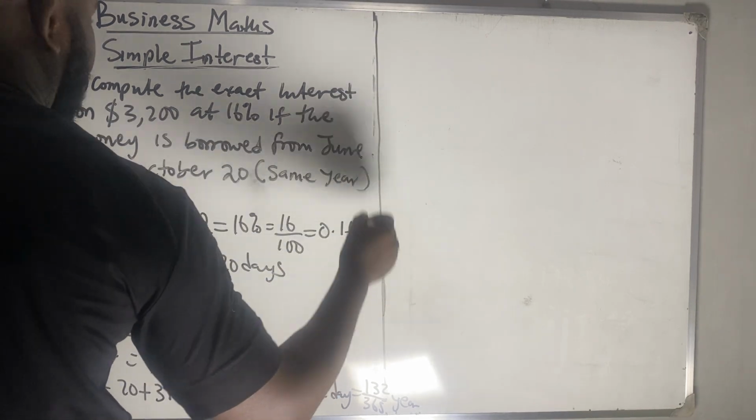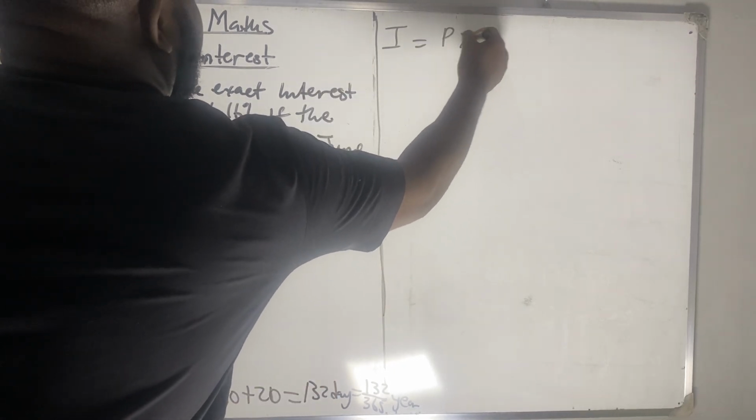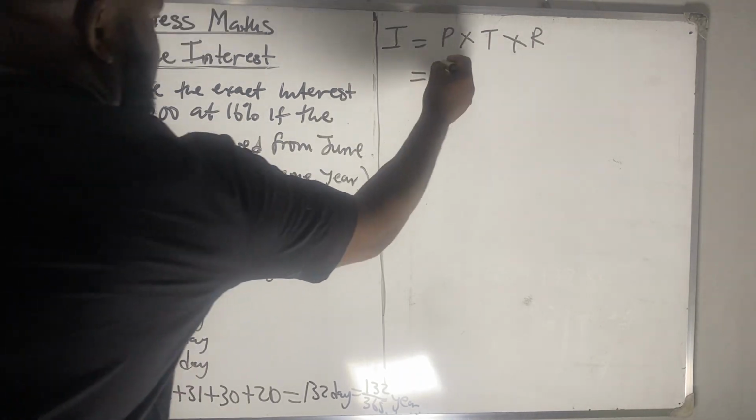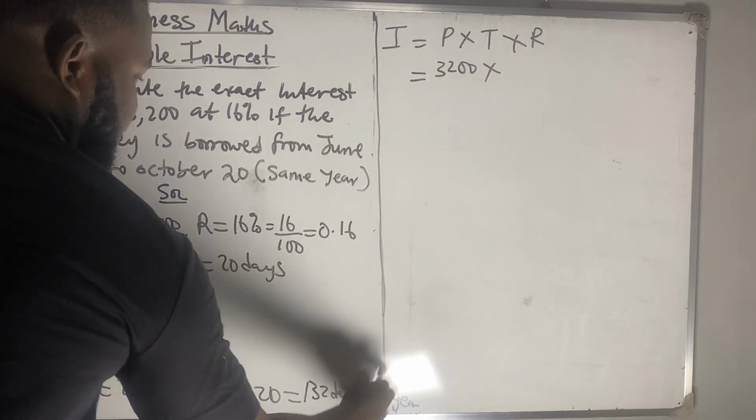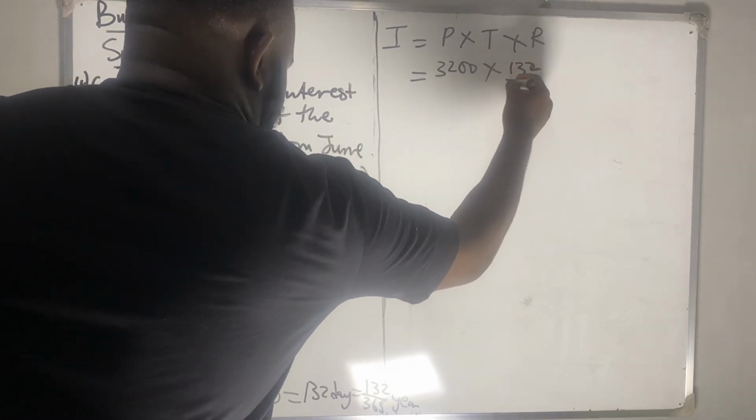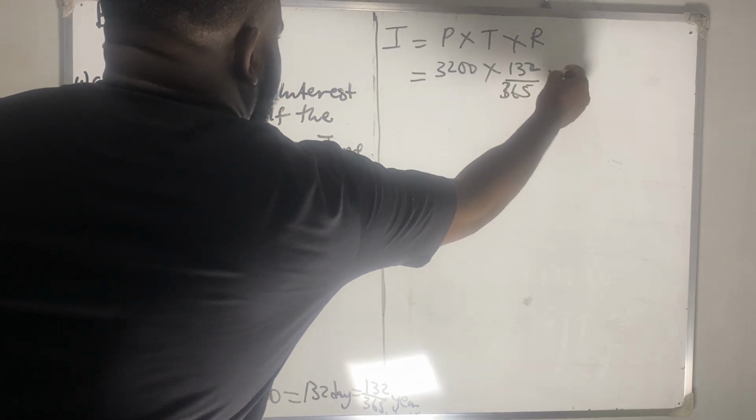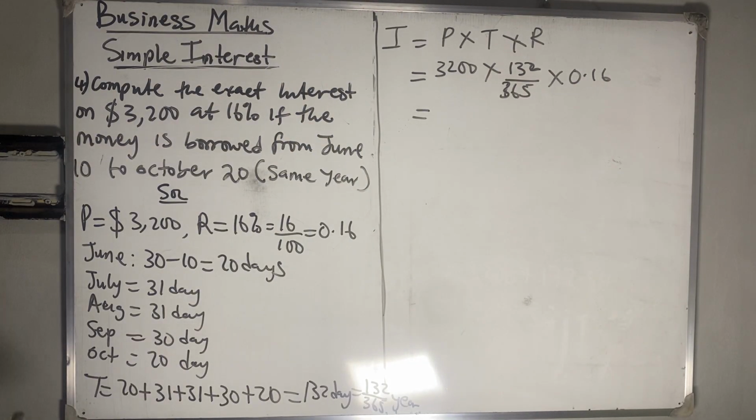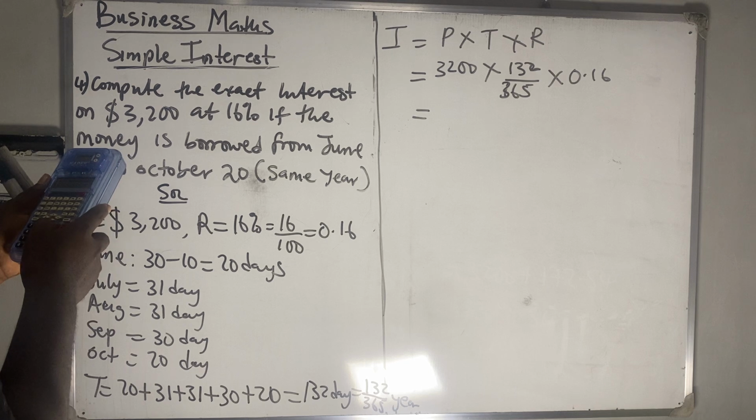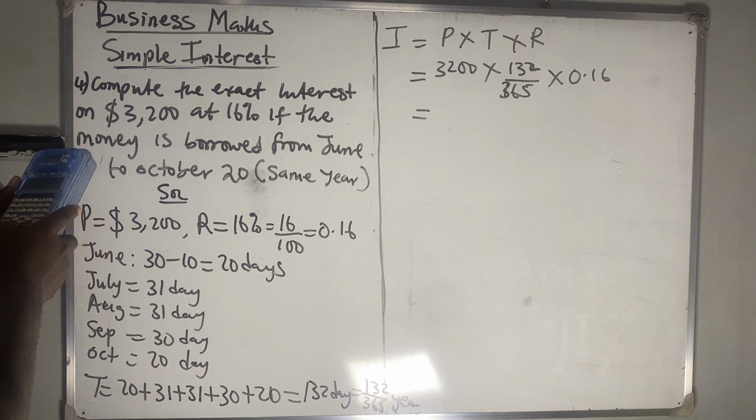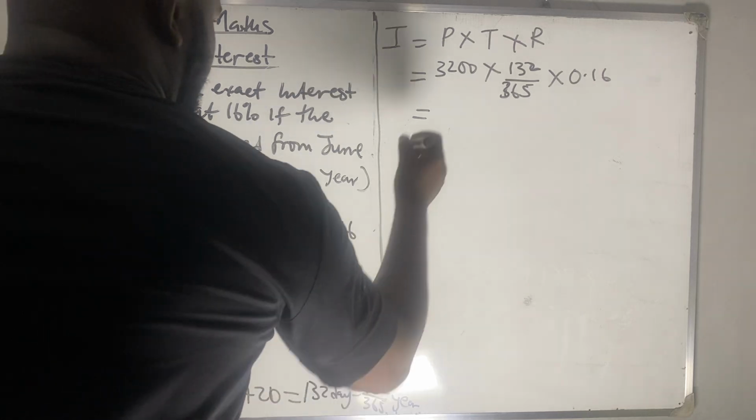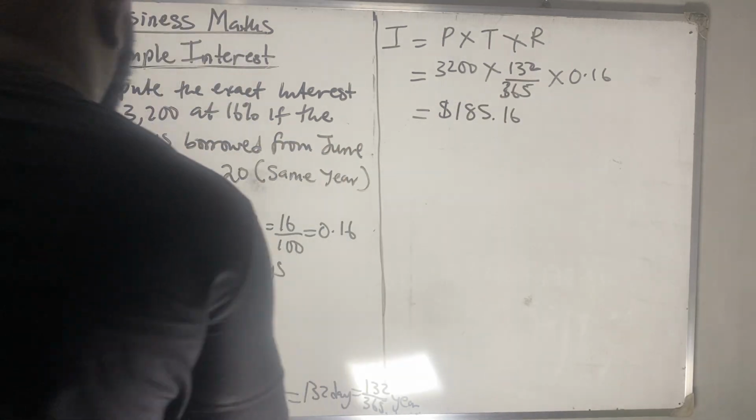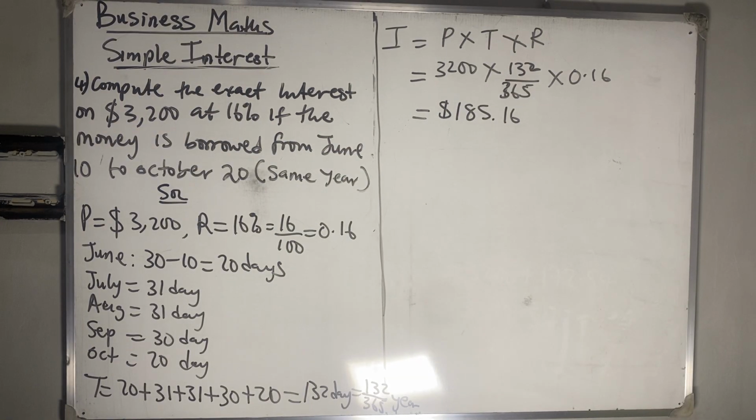So now let us use our formula. We know that interest is P times T times R. So my interest: my P is 3,200, times the time, 132 over 365, times the rate, 0.16. If you multiply everything out, I'm going to have 3,200 times 0.16 times 132 divided by 365. So the interest he's going to pay is $185.16. Okay, so that is that for number 4.